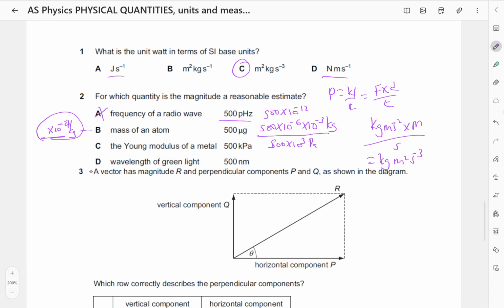The wavelength of green light is 500 nanometers. Of course, this is reasonable. This is 5 times 10 power negative 7 meters. So this is a reasonable estimate for the wavelength of green light. Remember, red is 700 nanometers and violet is 400 nanometers. So it makes sense to say green is between red and violet. So that is making sense.